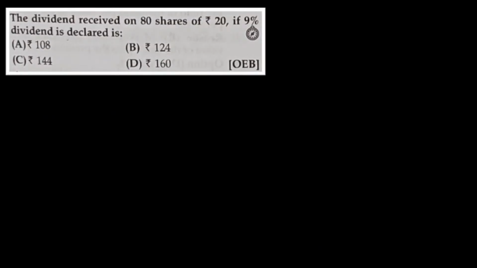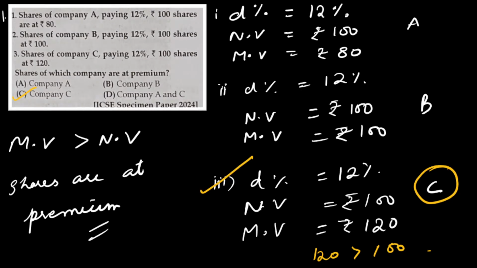So let's do the second question. I hope no doubts. The question was simple. You just have to see in which company market value is greater than nominal value. So shares of that company are at premium.